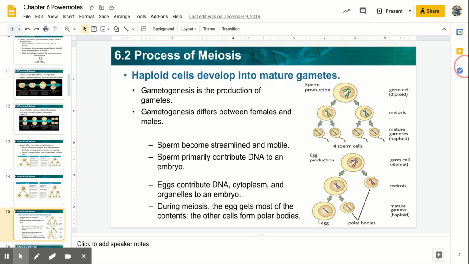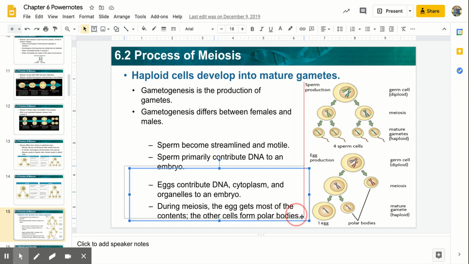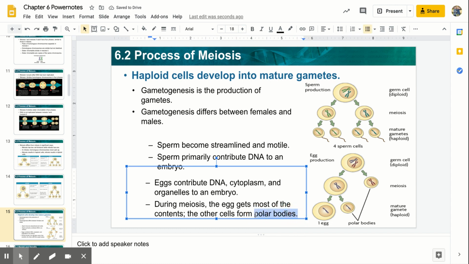And finally, during the process of meiosis, the egg gets most of the contents, and the other cells form polar bodies. Polar bodies, which you see here at the very end, are cells with very little DNA that are eventually broken down. They're produced by meiosis 1, but do not go into meiosis 2. So again, the egg gets most of the contents, and the other cells form polar bodies, and they don't go through the second process of meiosis 2.